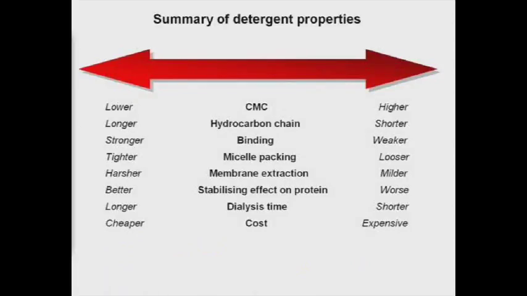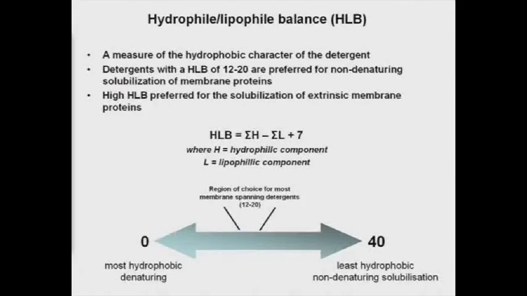So this is a summary of some of those properties that I've just gone over, and also some others which I may mention further on. This is just a quick reference slide, if you like. But basically, what it shows is that the CMC tends to be lower if we have a hydrocarbon chain which is longer. We get stronger binding to the detergent. The micelle packing tends to be tighter because we've got greater hydrophobic area in the tails. Membrane extraction is usually harsher. Dialysis is more difficult, and I'll touch on that later, because with a low CMC it's difficult to remove. And working with low CMC detergents tends to be cheaper because we don't need to use as much of them, basically.